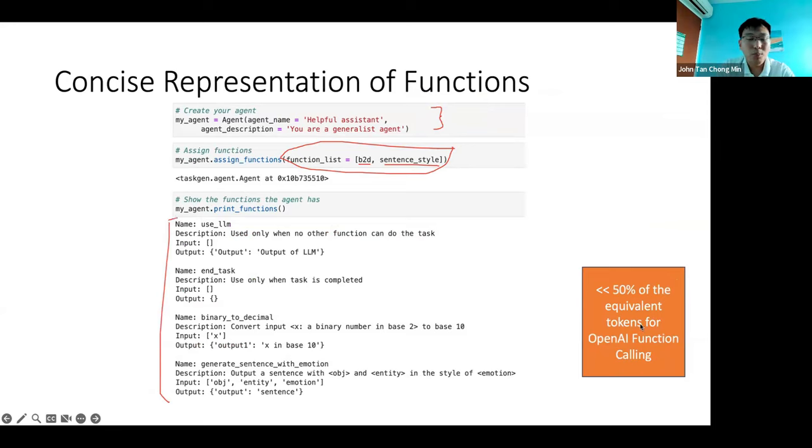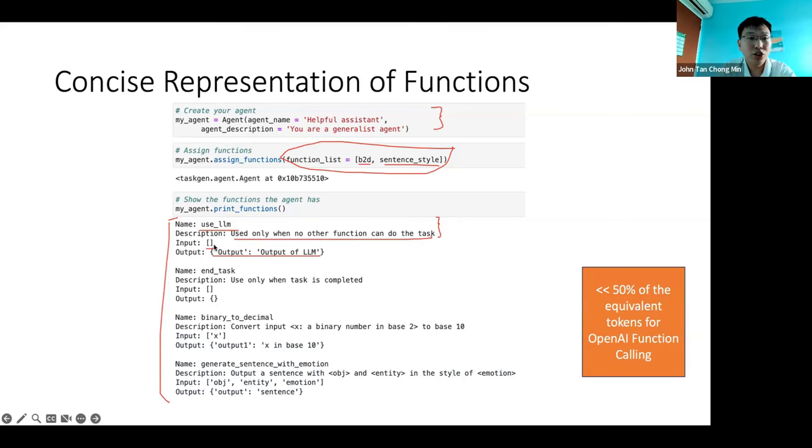So if you look at OpenAI function calling, it's like that. If you look at the function representation in TaskGen, it's like that. Can you see the difference? So it's just the name, the description, what are the input variables used and what are the outputs. So this is used so that we can force the LLM. Firstly, the name and description is used for matching to see what function to call.